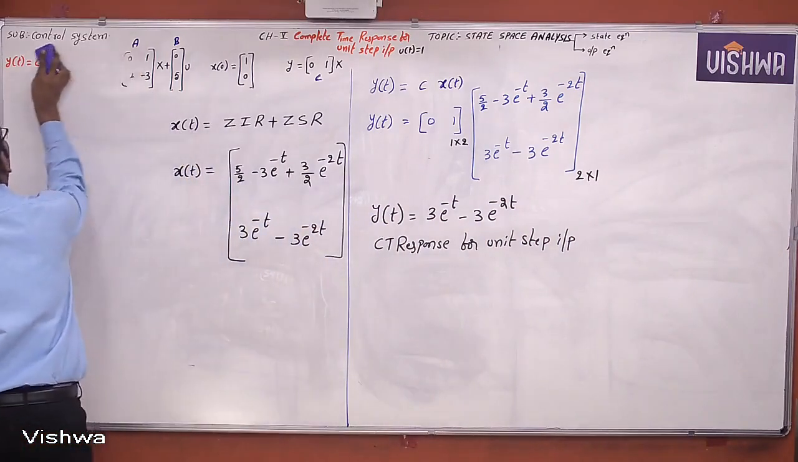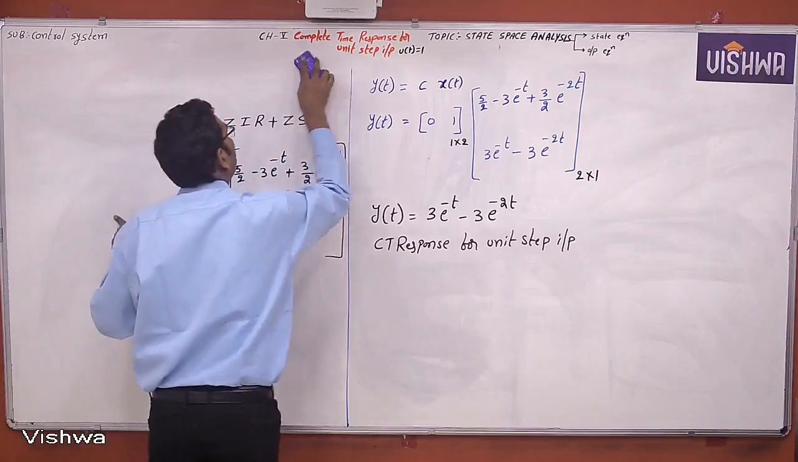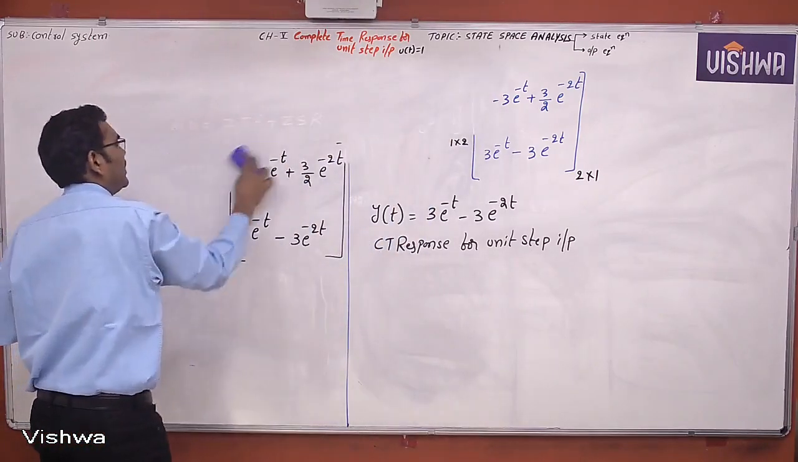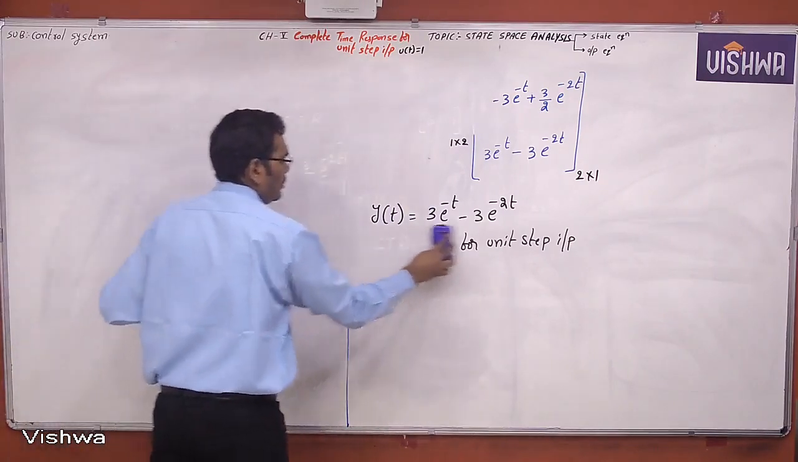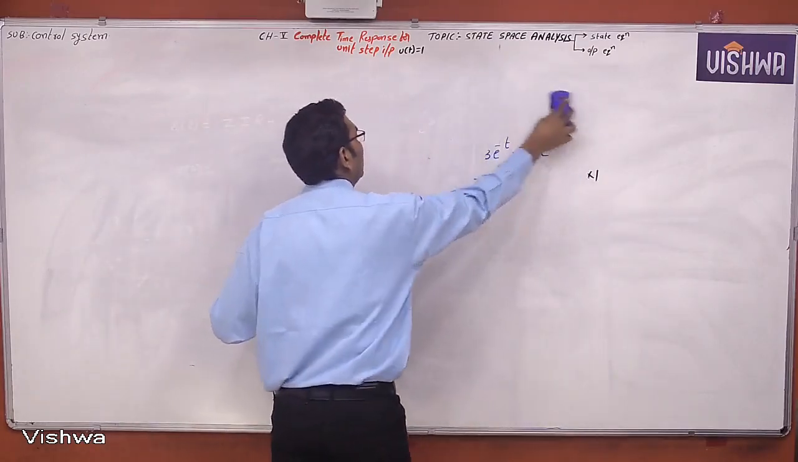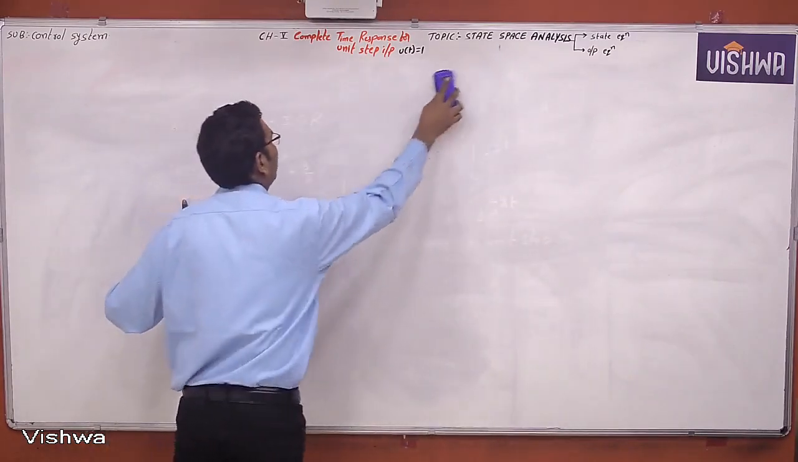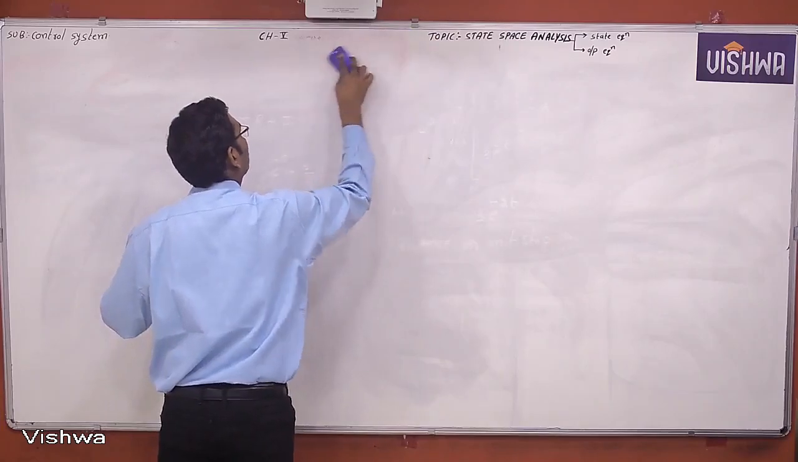Okay, this is one question. Now he is asking complete time response for unit step for the system. So based on the input availability, based on the B matrix availability, the complete time response may be zero input response plus zero state response, or only zero input response.